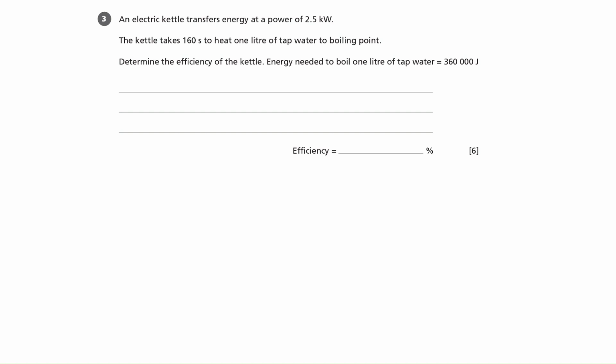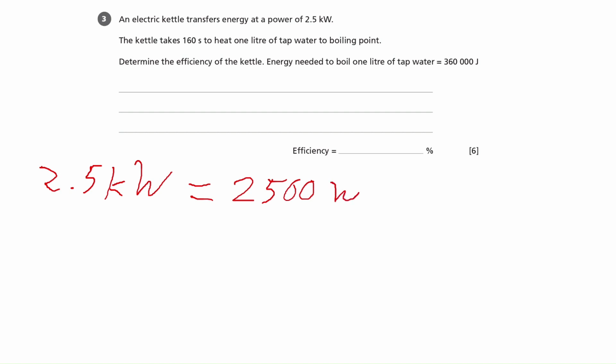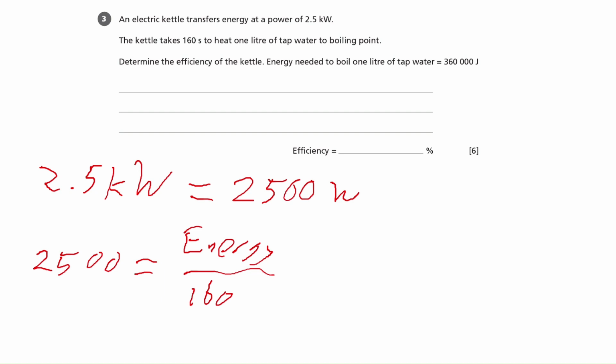First of all, let's get the units all in the correct form, because we've got power there of 2.5 kilowatts. Kilowatts isn't the unit we use in our equations, so we'll convert that to watts. Multiply by 1,000 to give 2,500 watts. Now we apply it to an equation: power, which is 2,500 watts, equals energy divided by time. We're given time as 160 seconds.